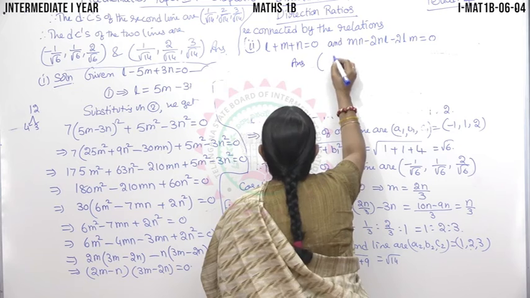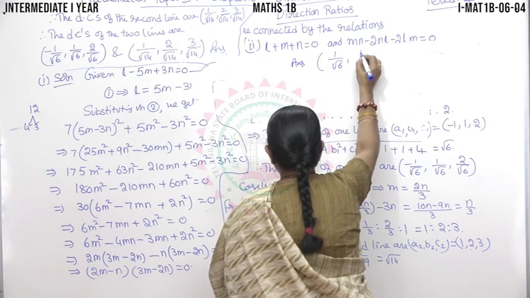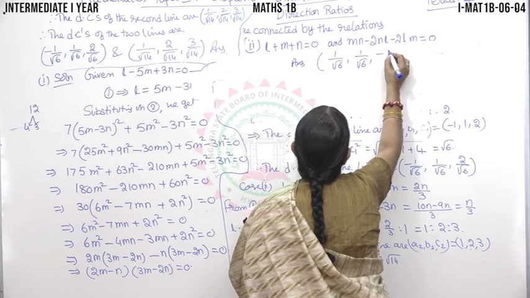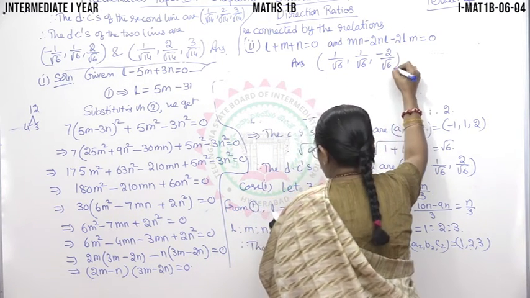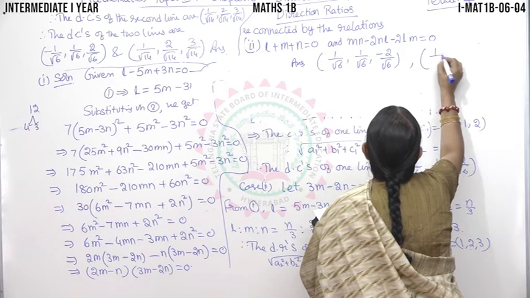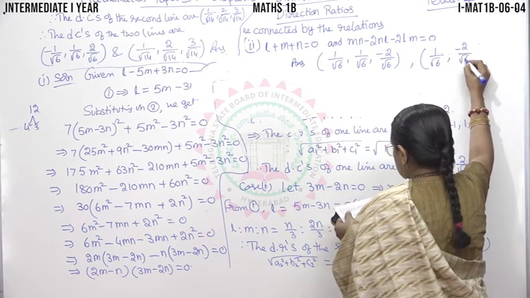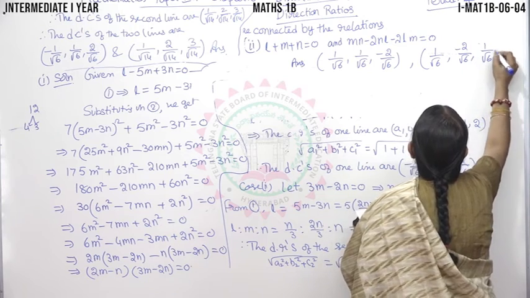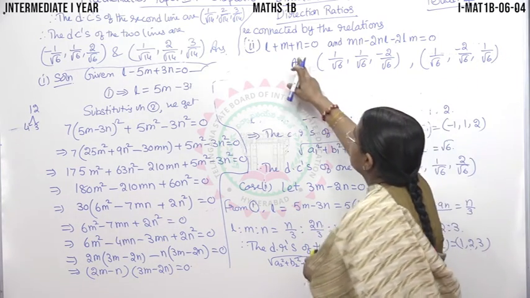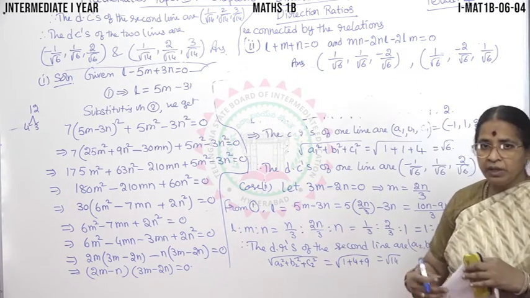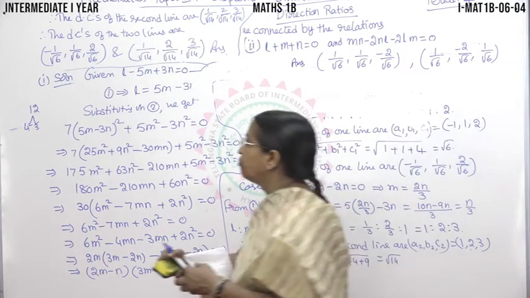the direction cosines are 1 by root 6, and then minus 2 by root 6. And then another line direction cosines are 1 by root 6, minus 2 by root 6, and then 1 by root 6. So these are the values for the second bit. You can try, you can take it as homework.